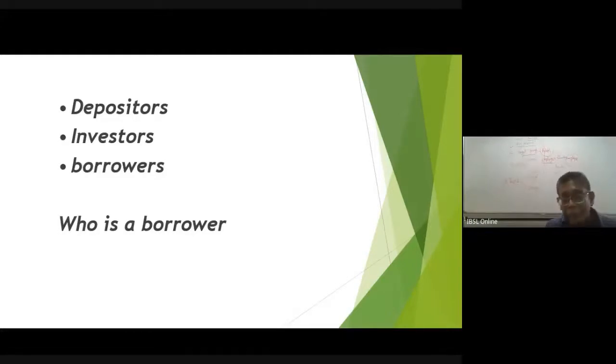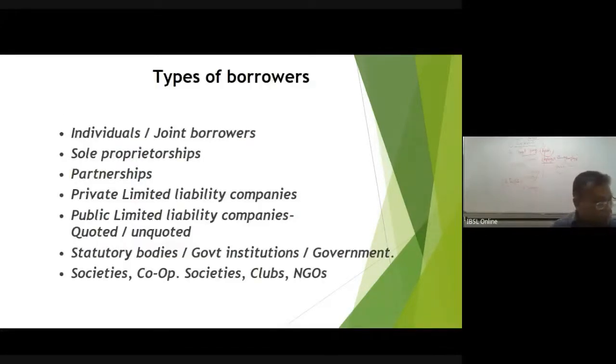Now we are going to discuss the types of borrowers. Without borrowers, what happened? No bank could survive. Why? Because when people get a loan, that's a profit to the bank or financial institution. So there are different types of borrowers, like different types of depositors.